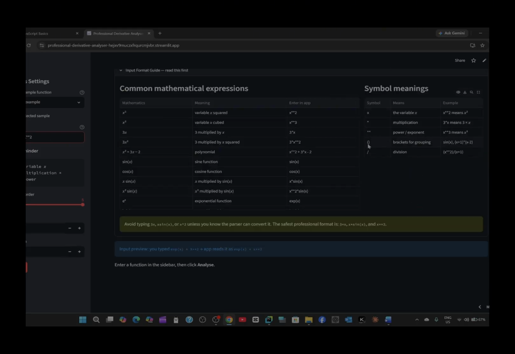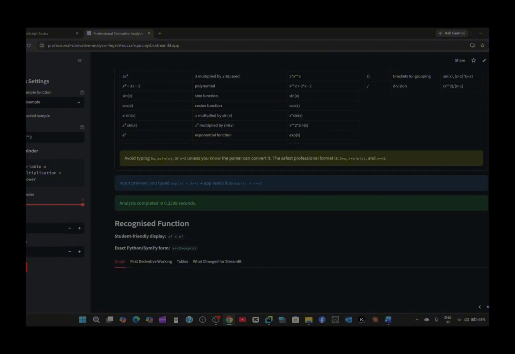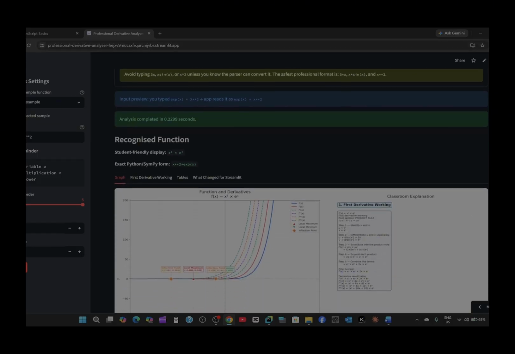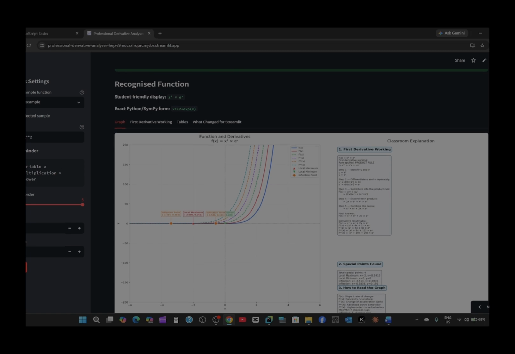When you enter, you always see the input table. Now I'm going to run it. Click analyze. It just starts to run and the result is very quick. Look here: the function we put in is x squared times e to the x, and that's correct, that's the way Python reads it here. Then the function, first derivative, second derivative, third, fourth, fifth. You can see how they line up like that.